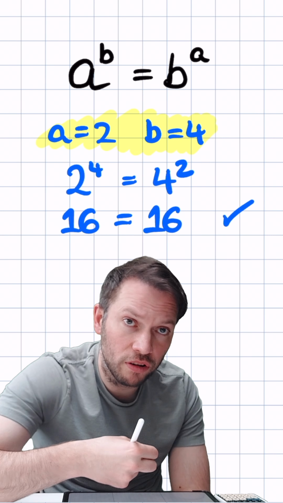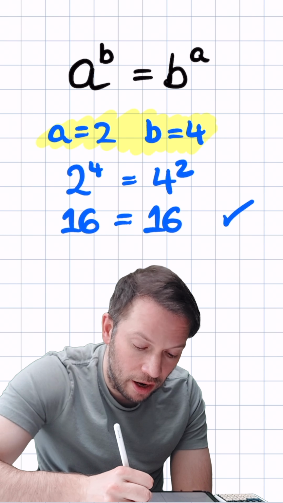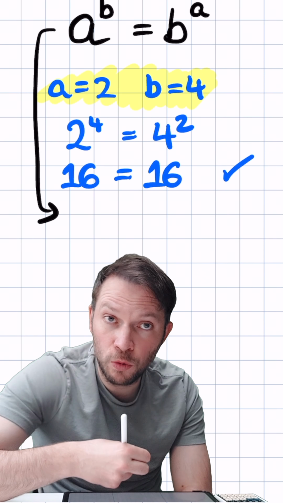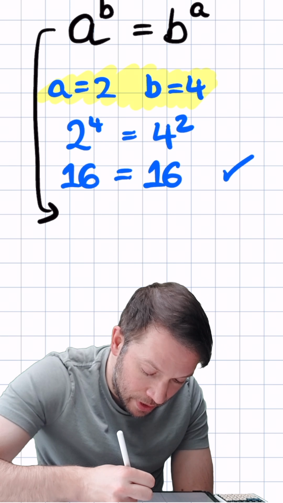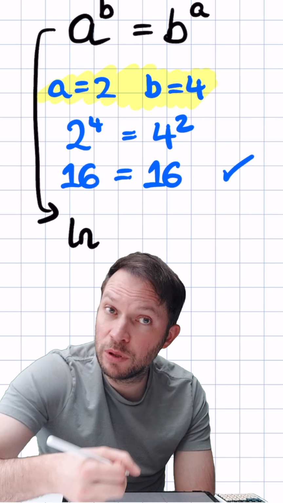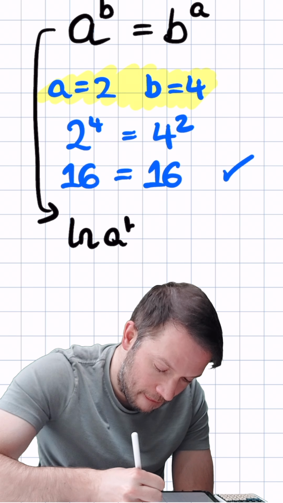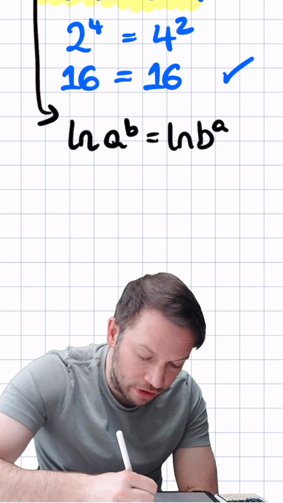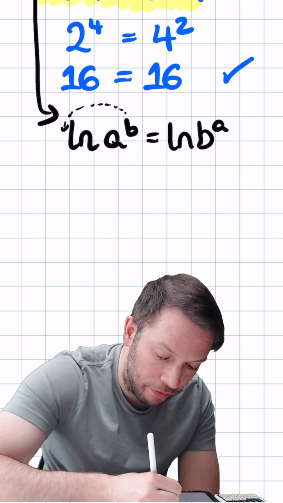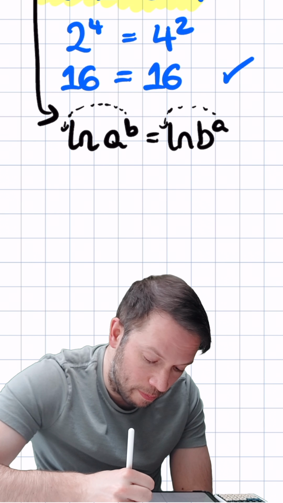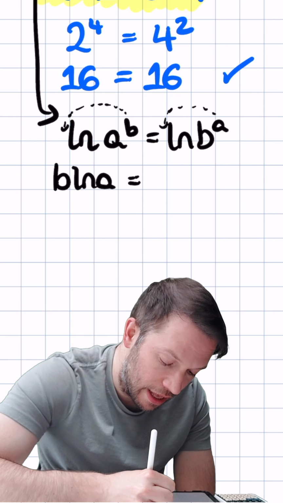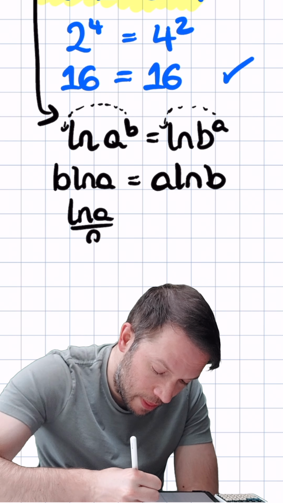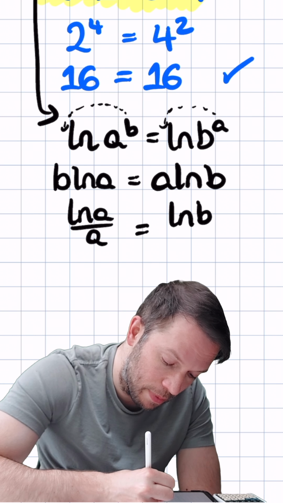Now, we typically use logs when we want to solve an equation where the variable is in the power. So let's log both sides of the equation. And I'm actually going to use something called natural log, which I won't go into now. But if we do the natural log of both sides, which we write as ln, then there's a law of logs that allows us to move the power to the front of the log. So we end up with b ln a is equal to a ln b. And then if we divide appropriately, we get ln a over a is equal to ln b over b.